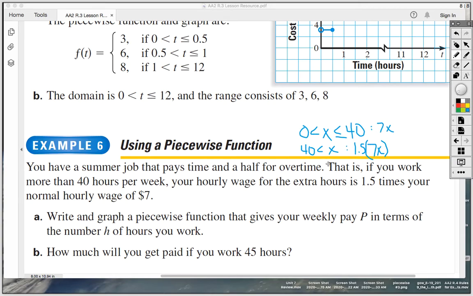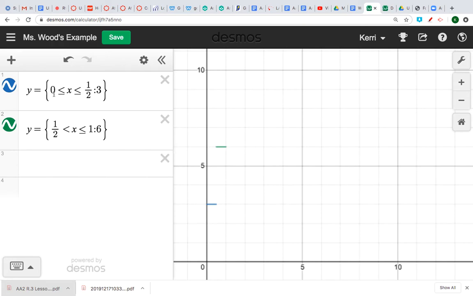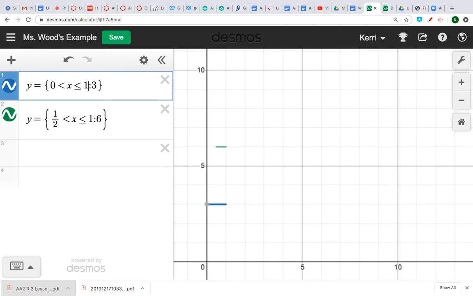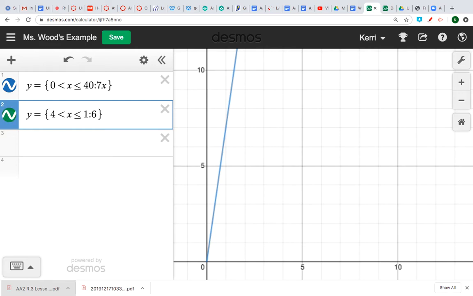So, excuse me, this is what you put into Desmos. We only have 2 lines here. So from 0, and this one is going to be just a less than, okay, good, x, and it goes up to 40 hours. It becomes 7x, and you can see it creates a line. And then for everything that is greater than 40, 40 is the small point. For everything above that, it is going to be 1.5 times 7x.